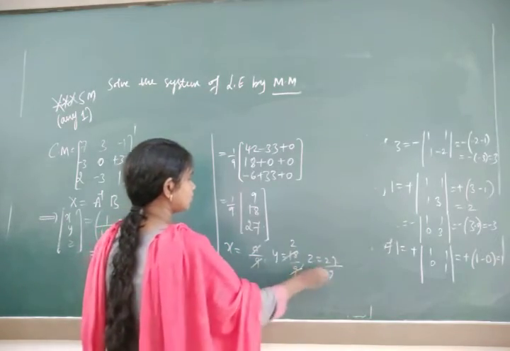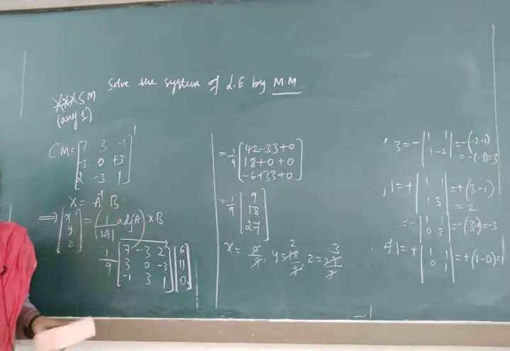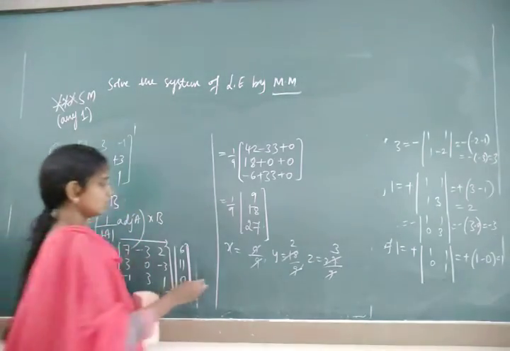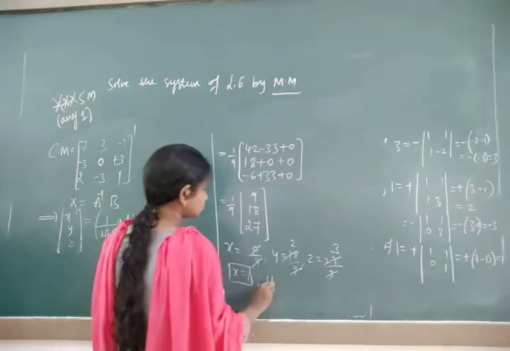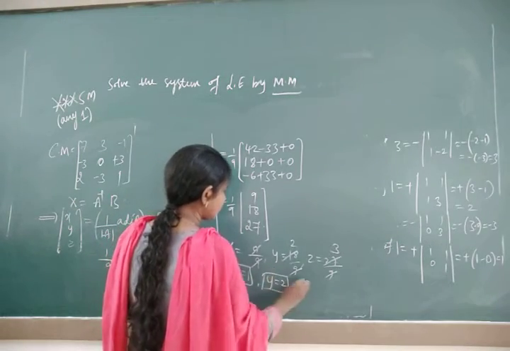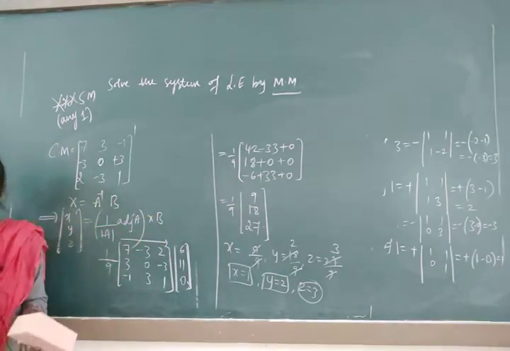Cancel out. You know the 9 division. 9 1s are 9, 9 2s are 18, 9 3s are 27. X value is 1, y value is 2, z value is 3. Are your x, y, z values correct or not?